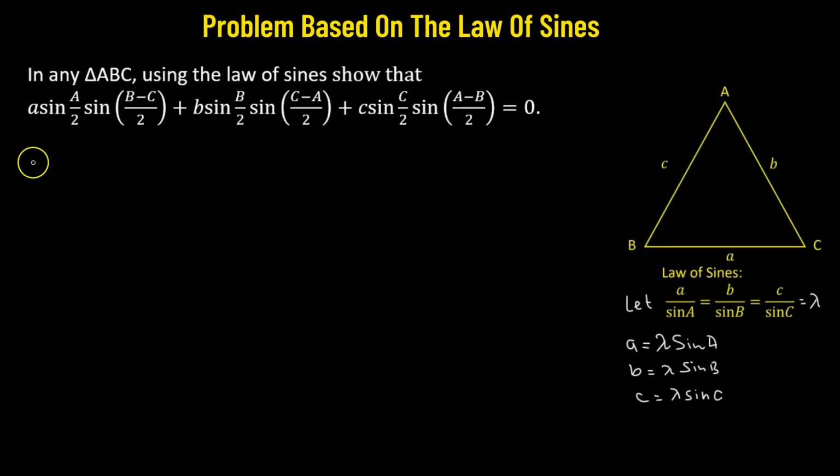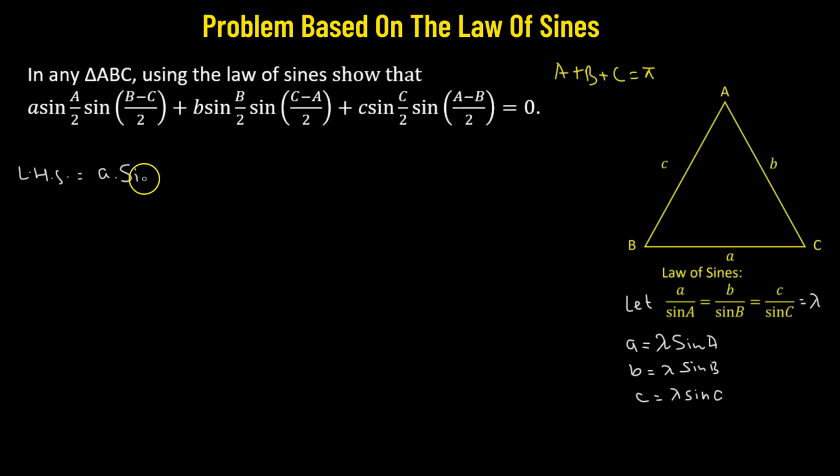Right. So we'll start from the left hand side of our equation. Here in the first term we have a multiplied by sine of A over 2. So we'll not touch the a here, we'll keep it as it is. Now let's work with sine A over 2. We know that in a triangle, the sum of the interior angles is pi. That means A plus B plus C equals pi radians. So in place of A, we can replace it with pi minus (B plus C).